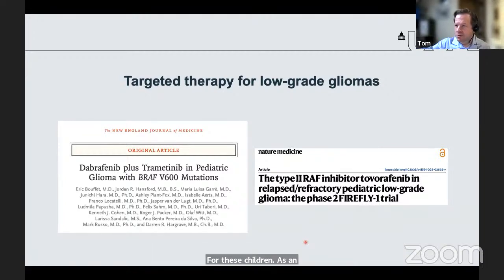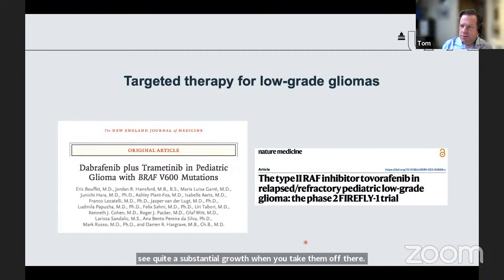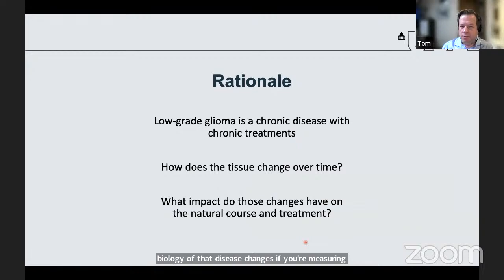But the problem is then you've put the child on that treatment for a period of time. How long do you put them on, and what happens when you take them off? There's a subset of children that then rebound and see quite substantial growth when you take them off their MEK inhibitor. So you may be treating children for a really extended period with a targeted MAP kinase inhibitor, let alone the complications of that. You have an issue about how the biology of that disease changes if you're measuring that in months and years. So these are essentially chronic diseases with chronic treatments, and we don't understand how the biology changes over time.